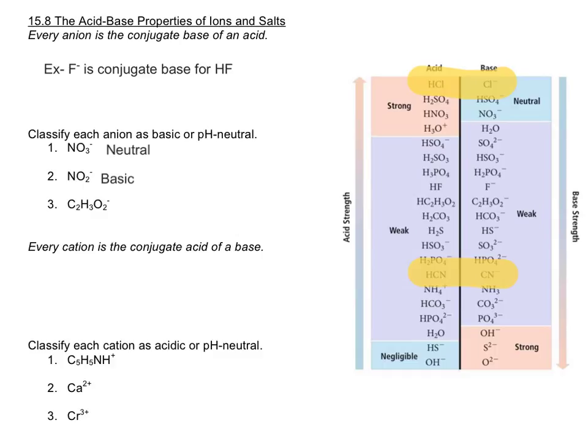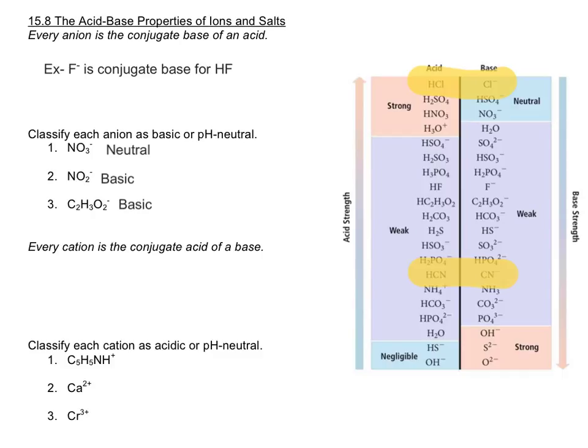Okay, and then the third one is C2H3O2-, and this is the conjugate base of acetic acid. Acetic acid also is a weak acid, and so the acetate ion in solution is going to be slightly basic as well. Okay, so the converse of this is that every cation is the conjugate acid of a base. So all we would need to do to get the base back out would be to add an OH- to that cation, or in the case of conjugate acids of weak bases, you would just remove the proton that was just added.